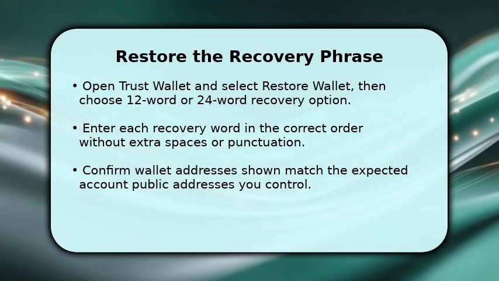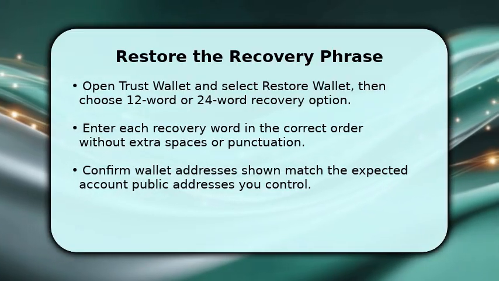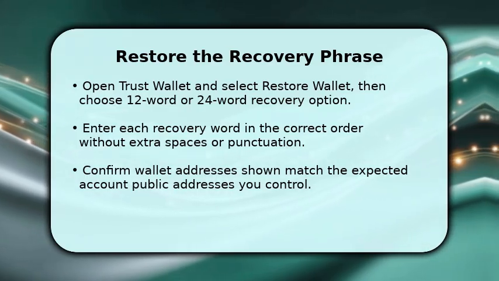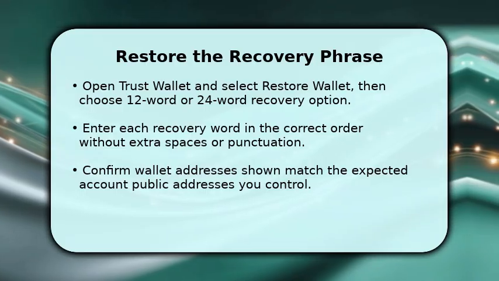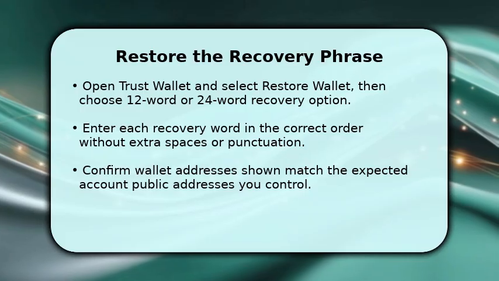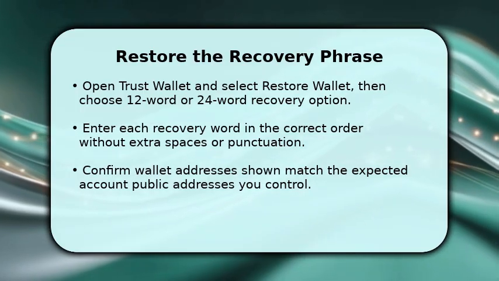Open Trust Wallet, tap Settings, then Wallets, and select Restore Wallet. Choose the 12-word or 24-word recovery option that matches your original setup. Enter each recovery word in the exact original sequence, using lowercase words, no extra spaces, no punctuation. Verify spelling against your paper or metal backup.